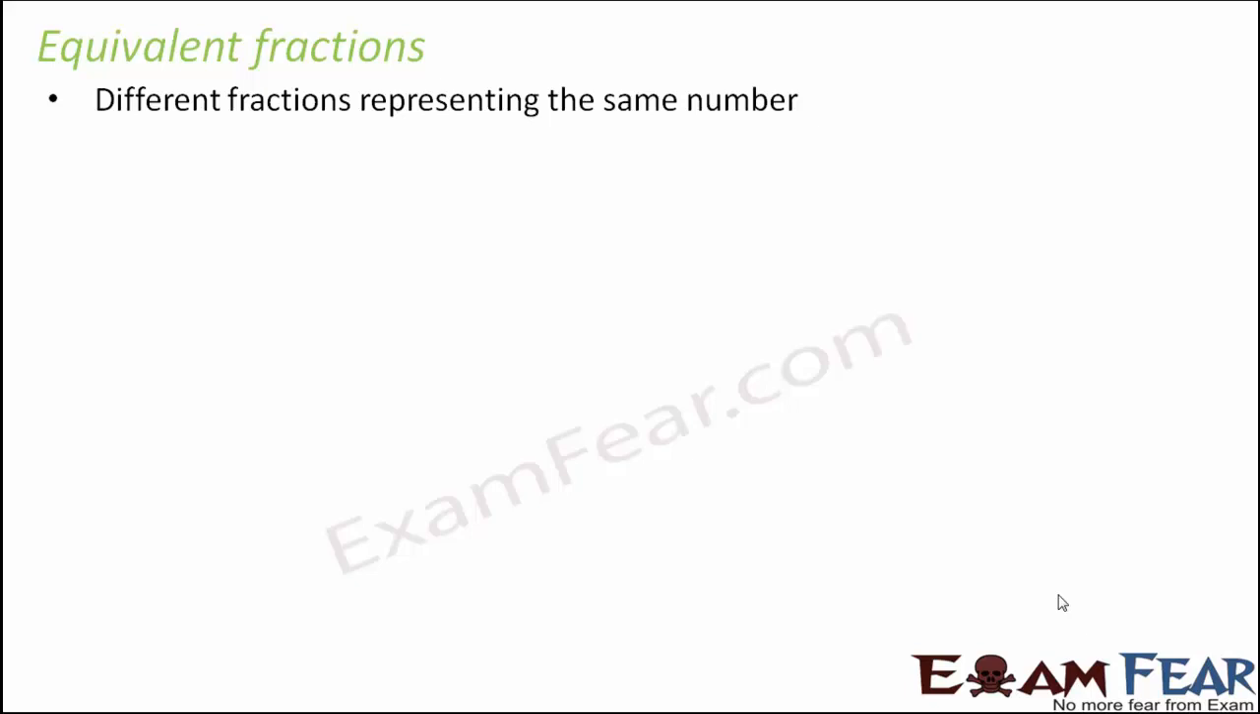Like the example I considered, when you think of 9 by 3 and compare it with 21 by 7, they are definitely two different fractions. But these two fractions are representing the same number, and that is why they are categorized as equivalent fractions. Now, had we wanted, we could have called them equal fractions, but they are not equal because the fractions are actually different, but they are representing the same thing. That is why they are equivalent.